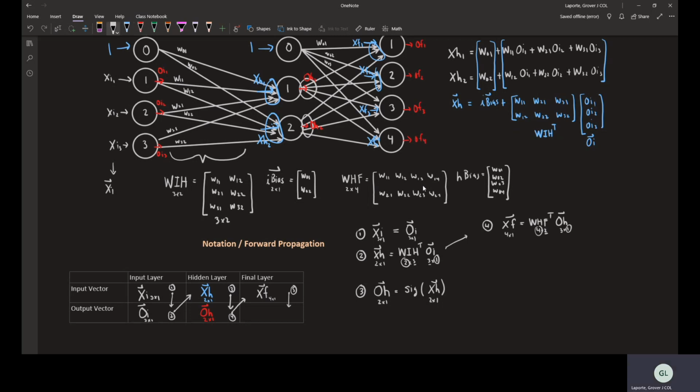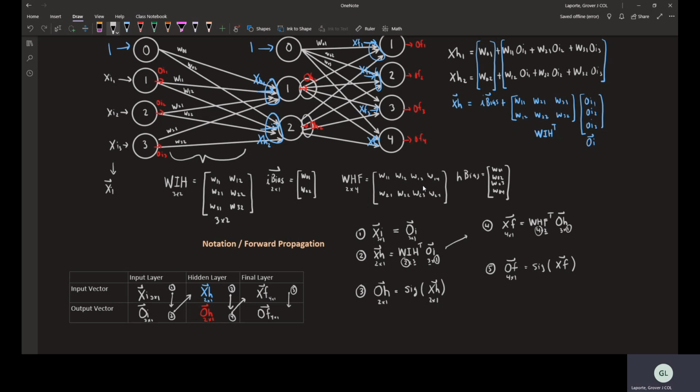So what would that be? It's simply the same thing that we did in the hidden layer. We just take XF and the sigmoid of it. So OF, a 4 by 1 vector, is equal to the sigmoid of XF, the input vector. And then we're done. So then we have OF, and that's what we're going to use in order to calculate our error. 4 by 1, it is a vector, and we're done.